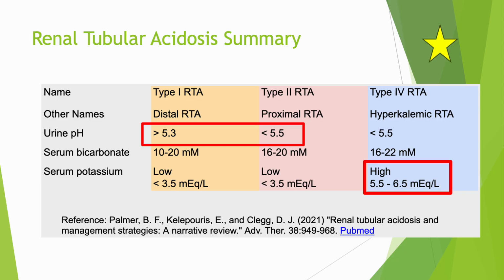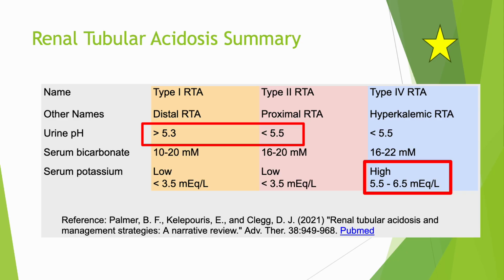low. In addition, since the proximal and distal tubules are also important in reabsorption of potassium, the type 1 and type 2 RTAs will have low potassium levels, or hypokalemia, while type 4 will have a high potassium level since there's usually aldosterone resistance or insensitivity, preventing adequate potassium excretion in the distal tubule. For this reason, type 4 RTA is also called hyperkalemic RTA.